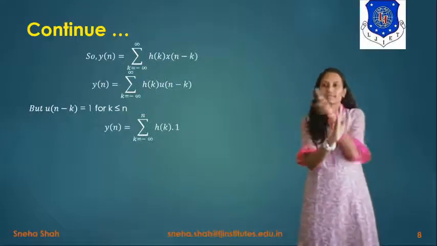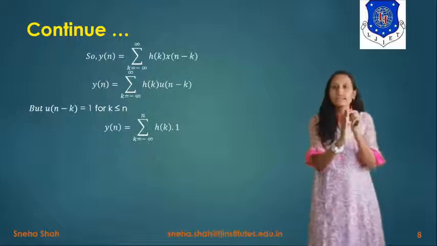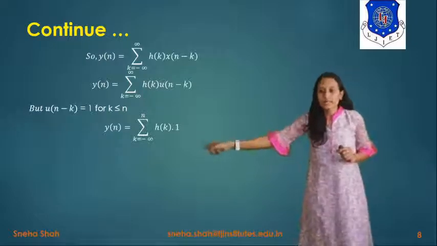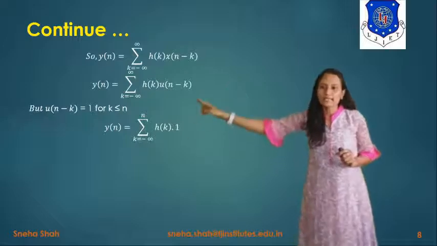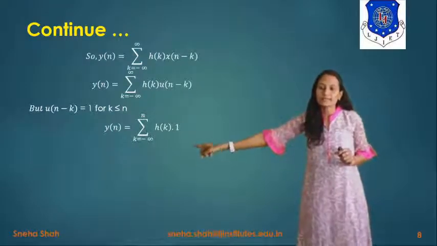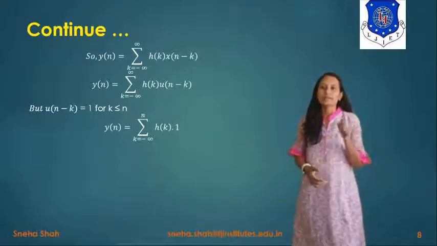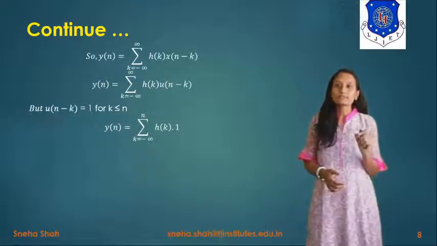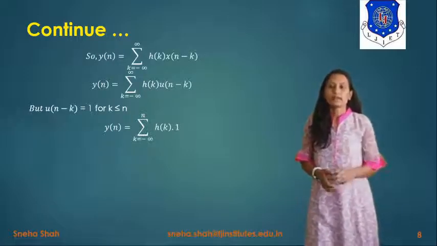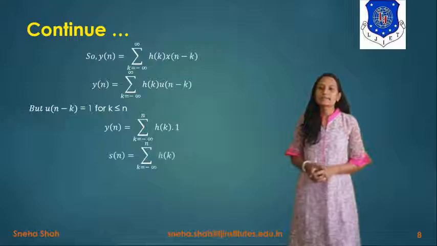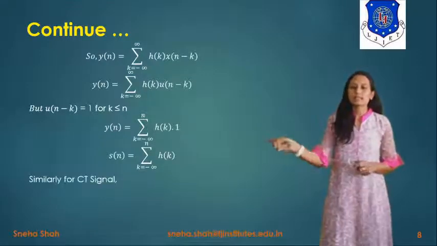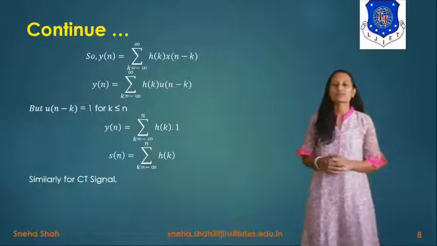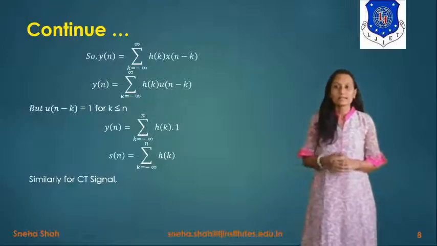It means from minus infinity to n. So the range will convert like this: minus infinity to n, h of k will be as it is. Instead of u of n minus k, its value will be 1. So h of k into 1 gives the term h of k. This term represents the step response. So by using this equation, we can find the step response of a discrete time signal.